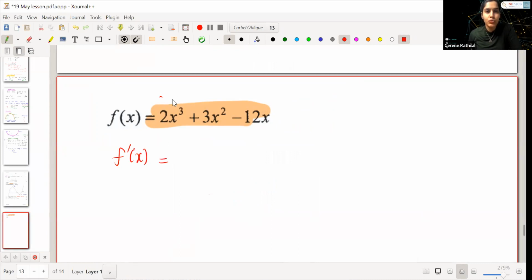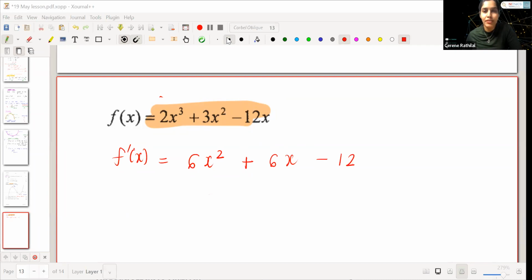So using our basic rules, what is the derivative of 2x cubed? It is 6x squared. What is the derivative of 3x squared? So I'm using my sum and difference rule as well. As you can see, there's a function being added to a function, and then we've got another function being subtracted. So I'm now adding the derivative of 3x squared, which is 6x, and then subtracting the derivative of 12x, which is 12. I hope everybody's happy with that calculation.